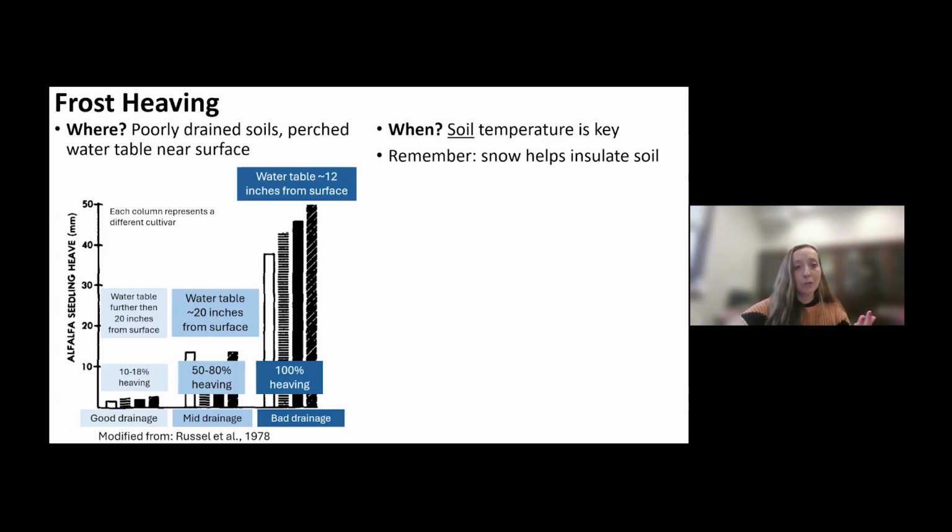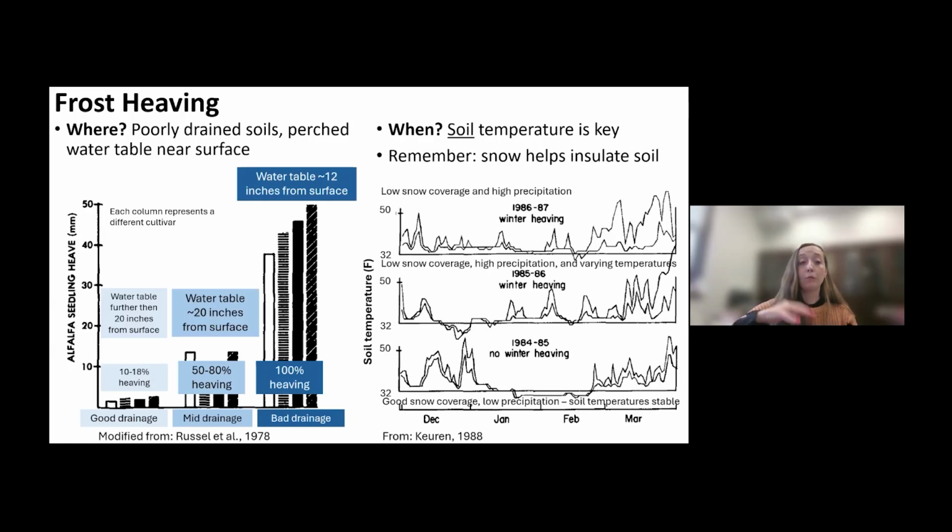So Jerry just mentioned in the beginning of this presentation that we still have a good coat of snow on the soil surface. That means that the soil temperature is quite constant, and that snow really helps with insulating the soil from lower temperatures. So this graph here is showing 3 different years, 84 all the way to 87, and they're being classified right here with presence of winter heaving or absence of winter heaving. This was for alfalfa. Right here, we're showing the soil temperature. So freezing temperature is right here.